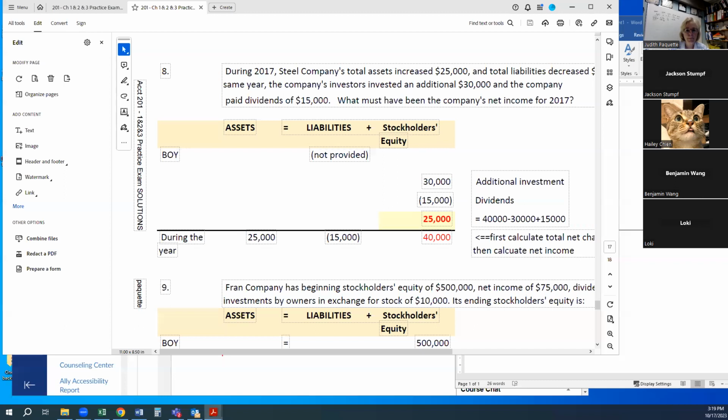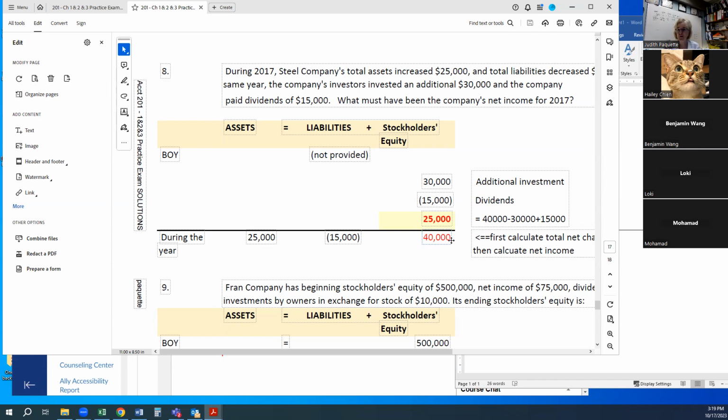Wait, so how did we get the 40,000 again? Sorry. No problem. Let's see here. We said at the very beginning of the problem, what happened during the year? Total assets increased 25,000 during the year. So we're showing that here. Total liabilities decreased 15,000. And then you had to solve for the 40 here.